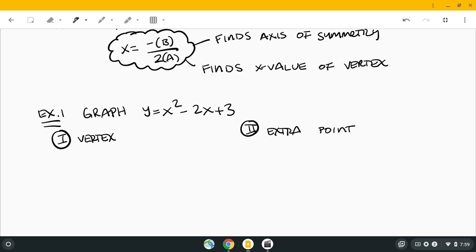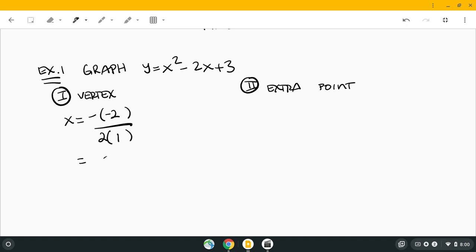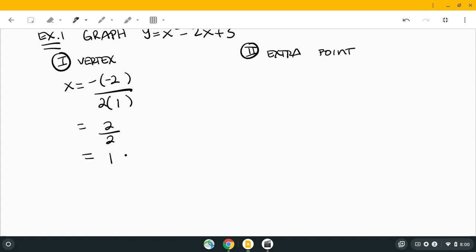All right, so the vertex: x equals negative b over 2a. And here, a is 1, b is negative 2, and c is 3. So b is negative 2, and a is 1. So we get a double negative, which is positive 2, over 2. 2 over 2 is 1. Now that is only the x part of the vertex. This is also the axis of symmetry.